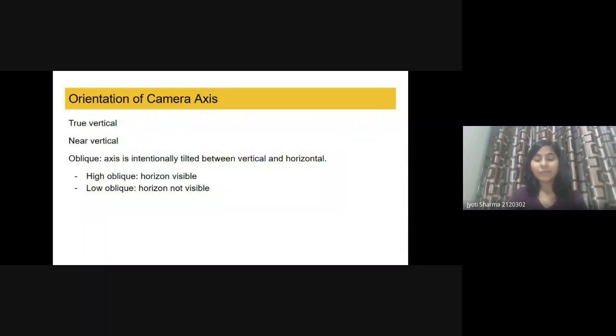Okay, so we have different types of orientation of camera axis, as I already told you. It may be truly vertical, it may be near vertical, and some angle can be there. Okay, and if there is some angle, then it will be high oblique or low oblique. And based on this orientation, our image quality, the distortion, the coverage of the surface, coverage of the object, will depend on the orientation of the camera axis as well.